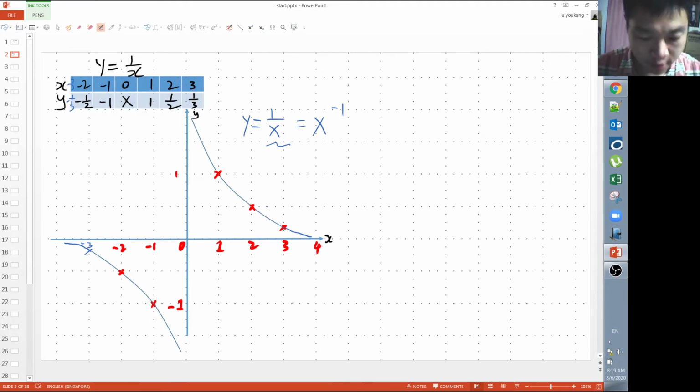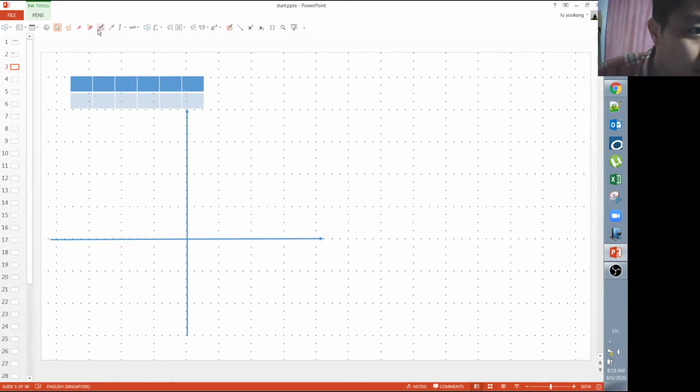Okay, so let me continue. So what if you have this y is equal to 1 over x squared, which is also x to the power of -2. How do you sketch this? Okay, so before you can sketch this, what you need to do is you set up a table x and y. All right, so has your -2, -1, 0, 1, 2, 3, and choose another color.